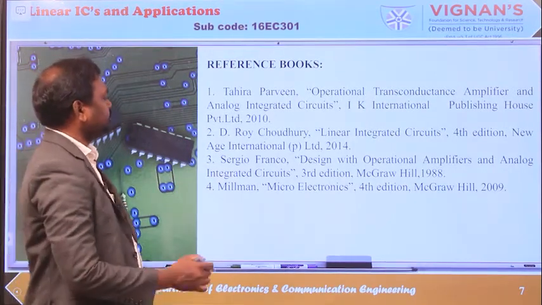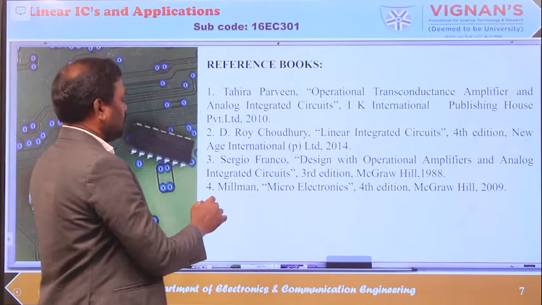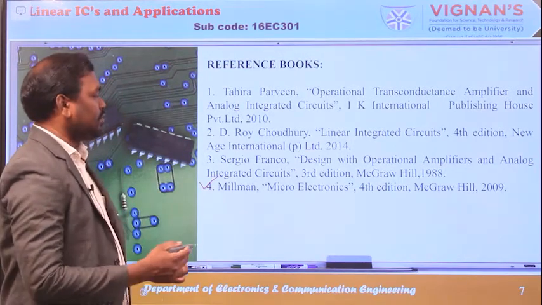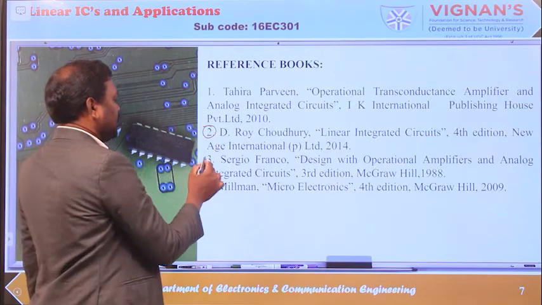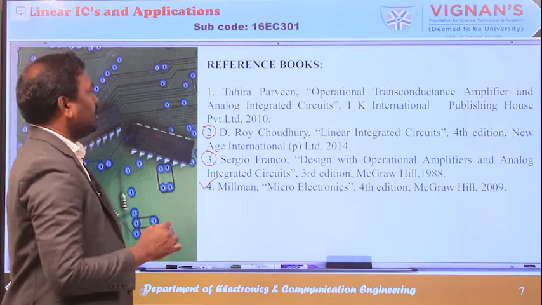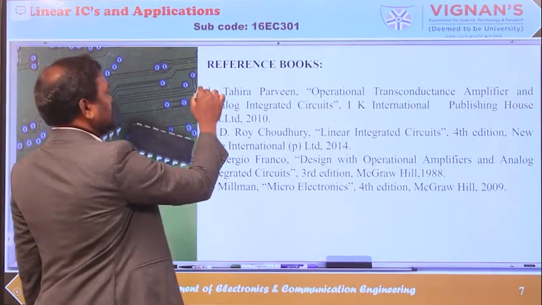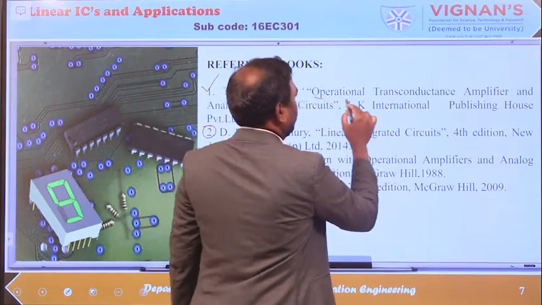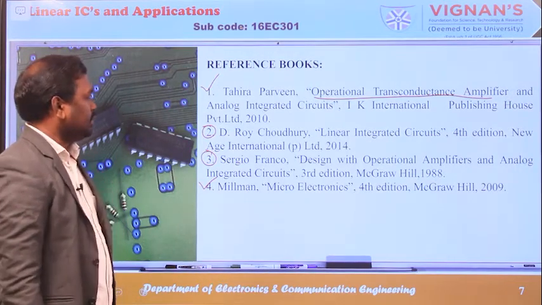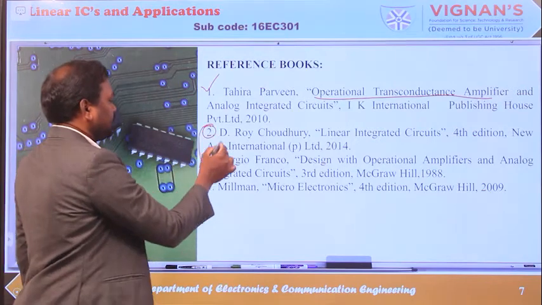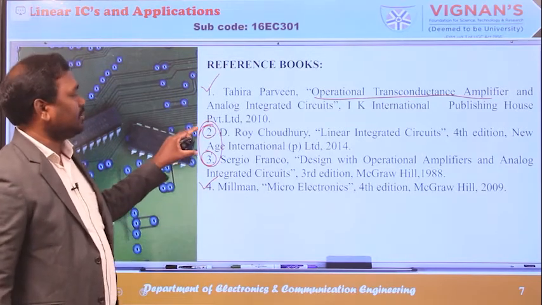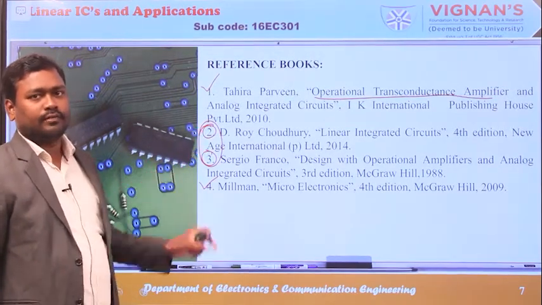So here, the fourth one you have already studied for ECA, Millman, which is microelectronics, and 2 and 3 are very good books for linear ICs, and the first one is important for OTAs, operational transconductance amplifiers. So 2 and 3 are very much important. Most of the problems will be discussed from the 2 and 3 reference books.